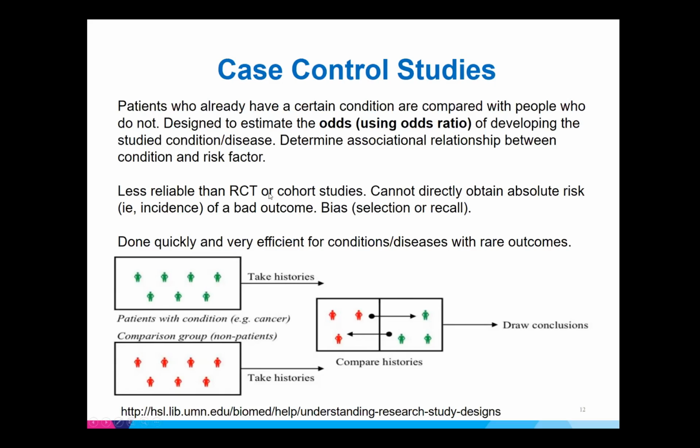They're not as reliable as RCTs or cohort studies, and you cannot really obtain absolute risk or incidence of a bad outcome. And then there's bias, because depending on who you're selecting or the recall of the patients themselves, you may be introducing bias, and we'll go into examples about that in a little bit. But they're done quickly and they're very efficient, especially for diseases or conditions that are rare.